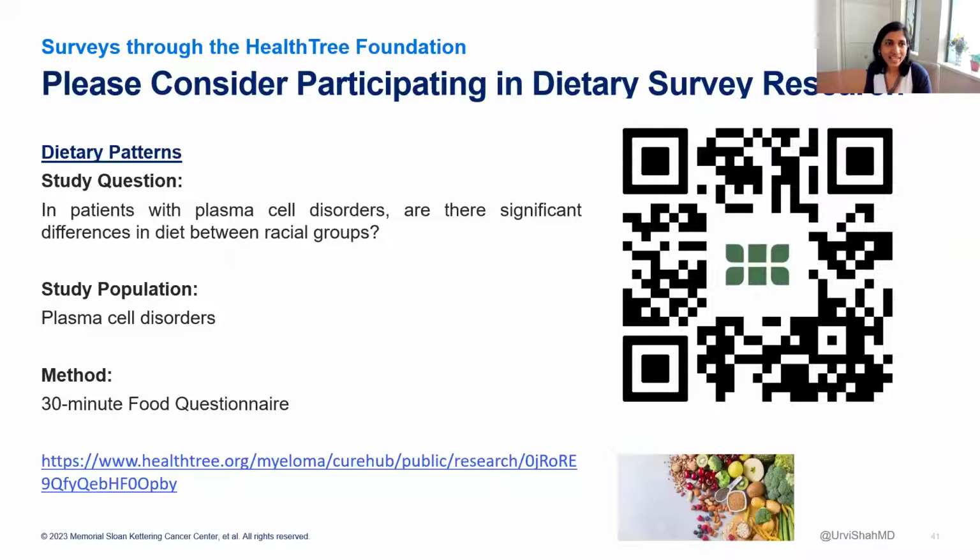The last thing I wanted to mention was that please consider also participating in this dietary survey through HealthTree that we're doing. We're trying to understand dietary patterns within the plasma cell disorder population at this time, but maybe at some point we will expand to other cancers. We're trying to see if there are differences in different ages, races, other things. And when you finish this questionnaire, which takes 30 minutes, eventually we are able to send you a summary of your dietary pattern as well at certain periods once we analyze the data.